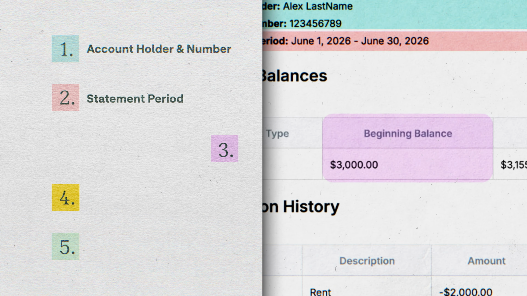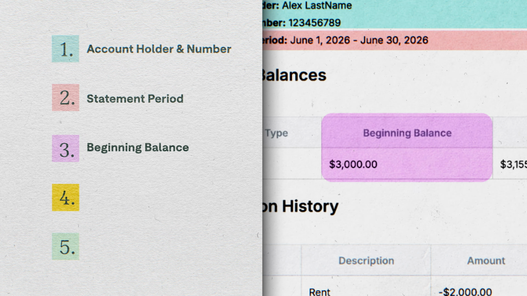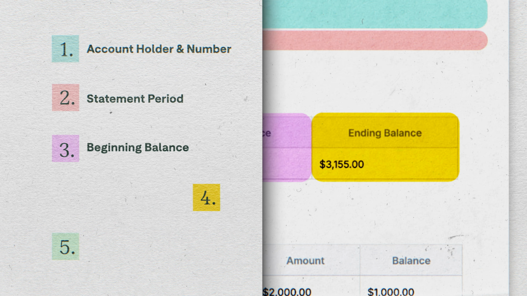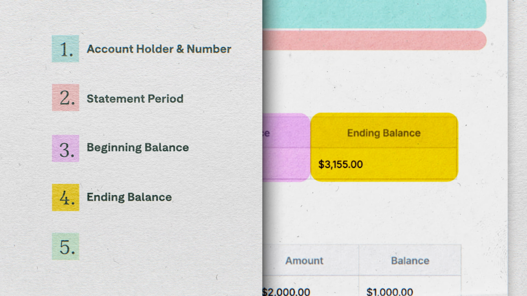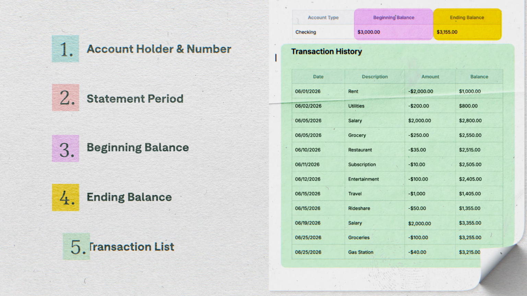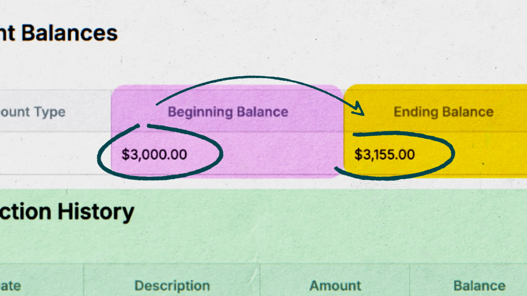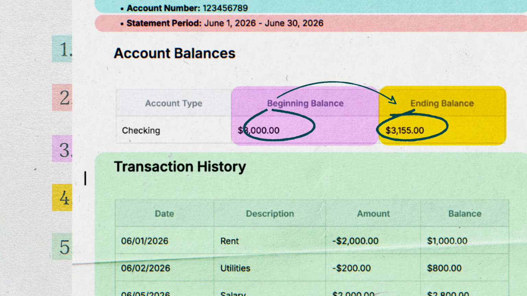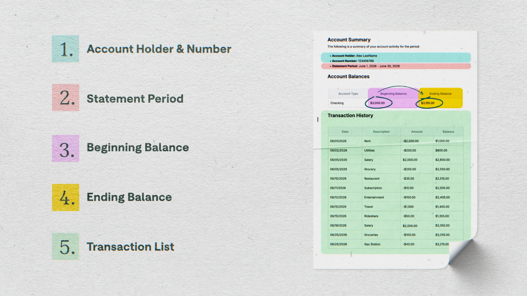Next, you'll have your beginning balance. This is the amount of money you started the statement period with. In this example, Alex started June with $3,000. Ending balance is the amount of money you ended the statement period with. By the end of June, Alex ended up with $3,155. And then all of these transactions are going to show us exactly how you got from here to here. So if you're ever wondering, how did I get here? Your transaction list will show you how.